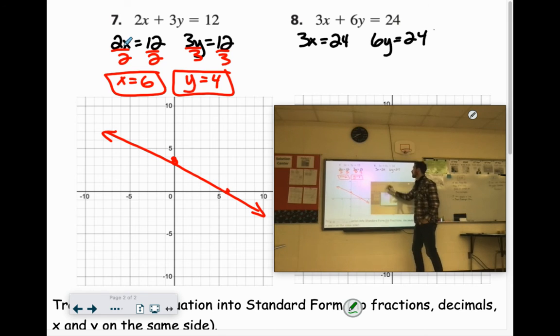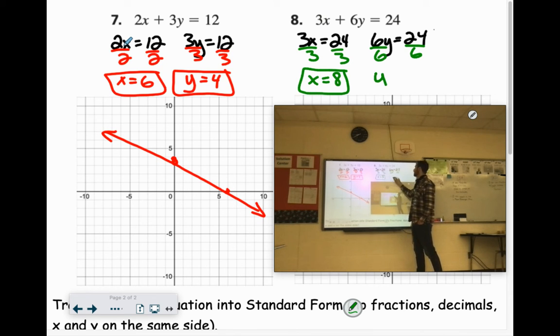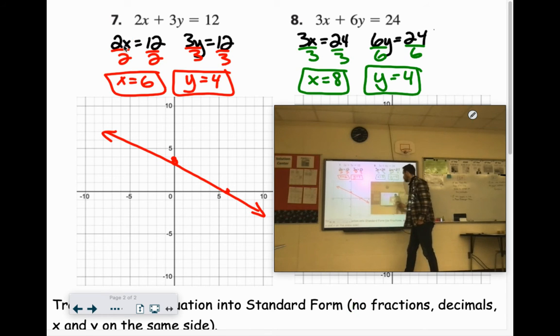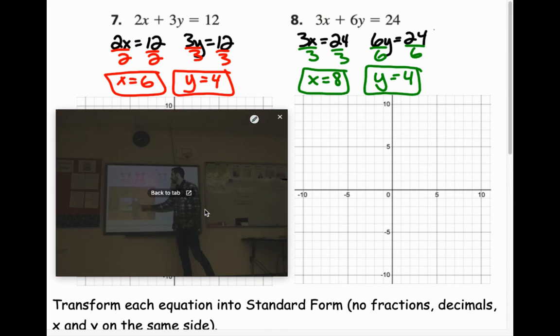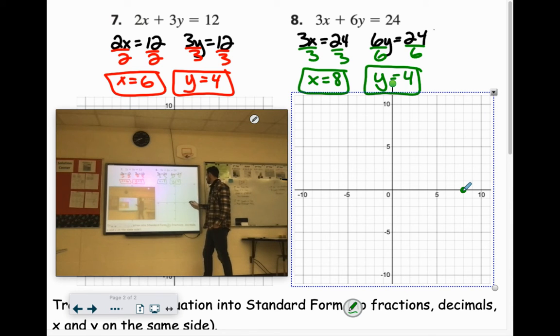Second one, let's see, divided by 3. 6, x equals 8, y equals 4. I'll move over here. 8, 4, 5 through.